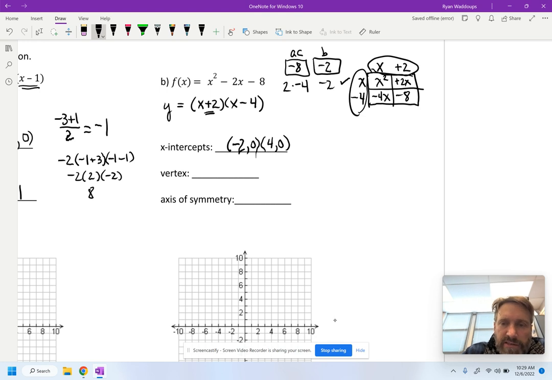And the vertex, I average, I take negative 2 plus 4 divided by 2. And negative 2 plus 4 is 2. 2 divided by 2 is 1. So the x-coordinate is 1, which means our axis of symmetry is x equals 1. And then I plug it back in to find y. Y equals 1 plus 2 times 1 minus 4. 1 plus 2 is 3, and 1 minus 4 is negative 3. And so the y-coordinate is 3 times negative 3, or negative 9.